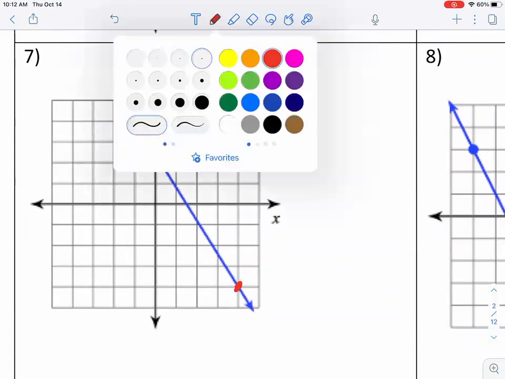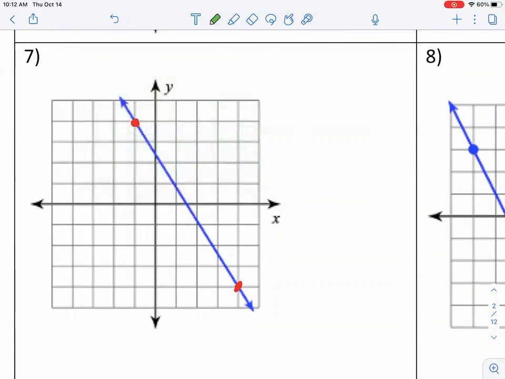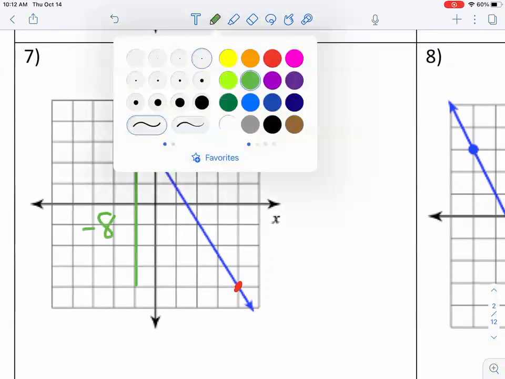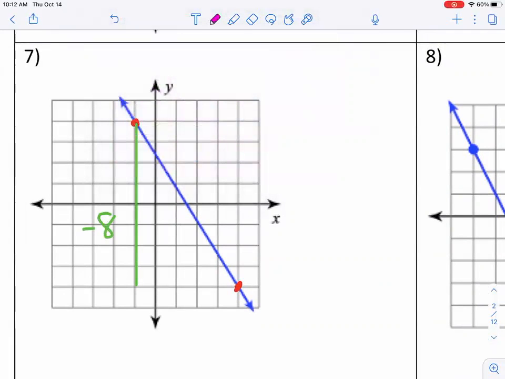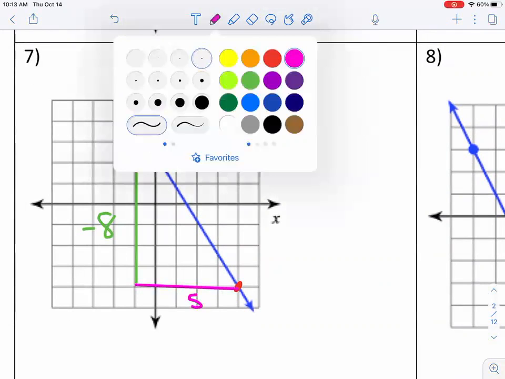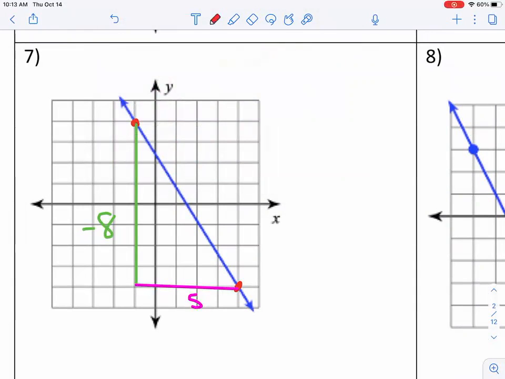And so I'm going to draw in my rise. I'm now going down 1, 2, 3, 4, 5, 6, 7, 8. I went down 8. And then my run will be 1, 2, 3, 4, 5. And so my answer is -8 over 5.